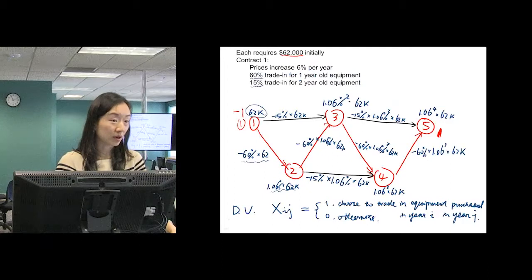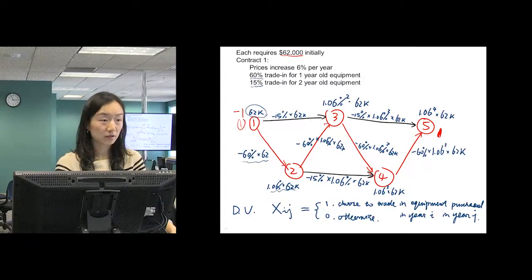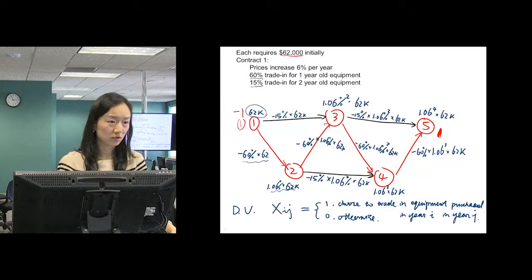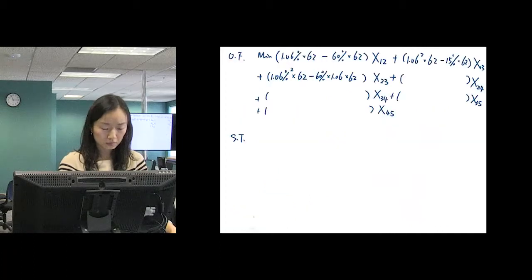For all the network problems, the constraints are the same, right? You want to make sure that in this case, we have only one supply and one demand. It's a shortest path problem. So for all the nodes, the inflow minus outflow needs to equal the supply or demand. Okay, so for node 1, we don't have inflows, only outflow. We have a supply of 1 there.